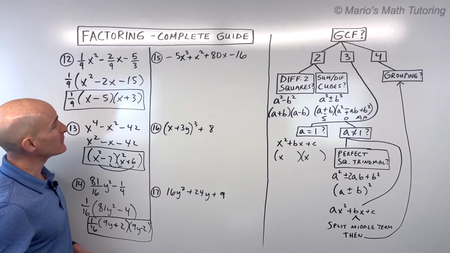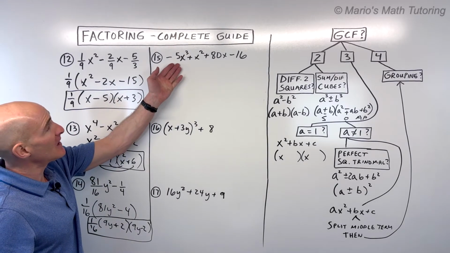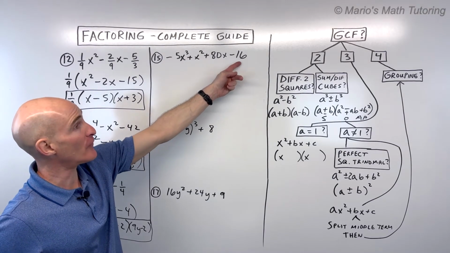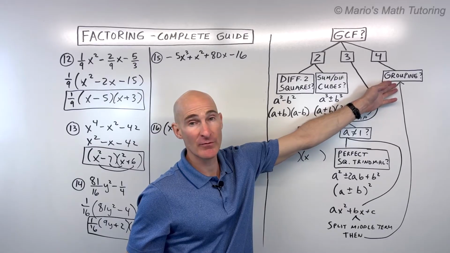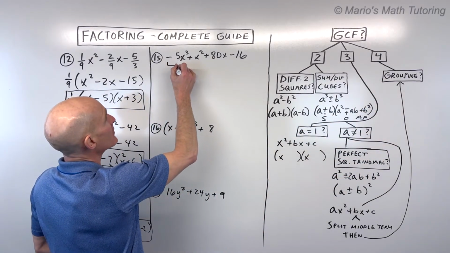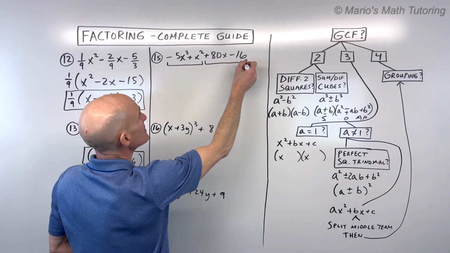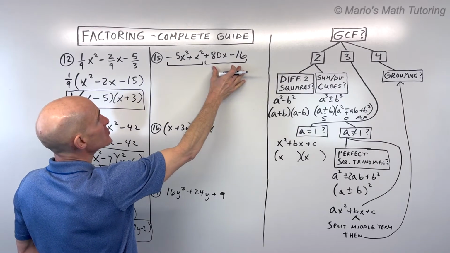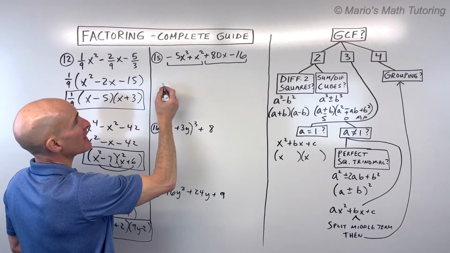Okay, let's look at number 15 now. What do you think on this one? No greatest common factor, but we've got 4 terms, so maybe we can try factoring by grouping. Does it always work? Not always, but that's kind of the process. You want to say, well, let me check to see if I can factor by grouping. Group the first 2, group the last 2. If it starts with a negative, I like to factor that negative out.